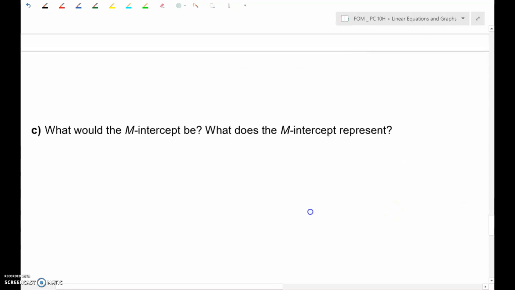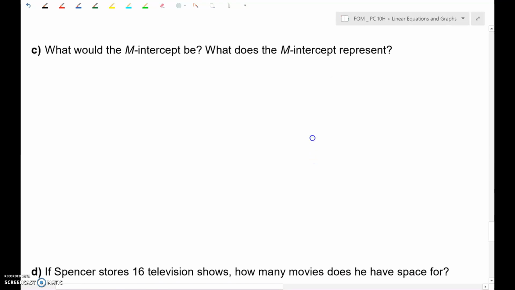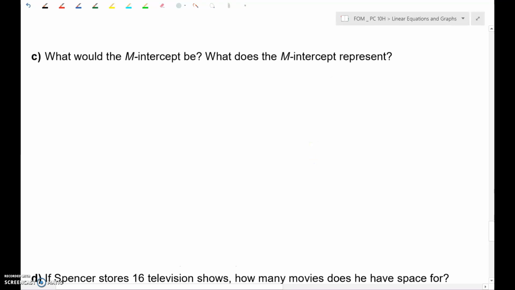Okay, next question. What would the m-intercept be? And what does the m-intercept represent? Well, the m-intercept happens when t is 0, right? So the m-intercept occurs when t equals 0.